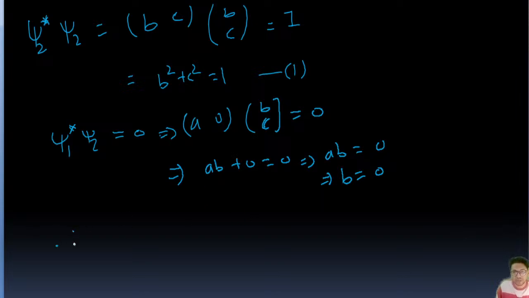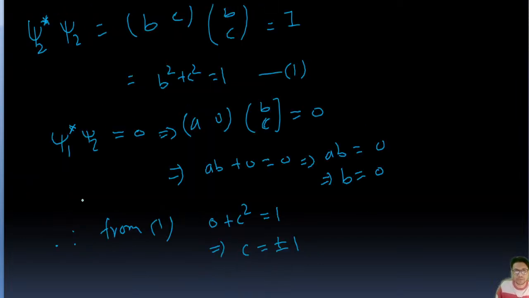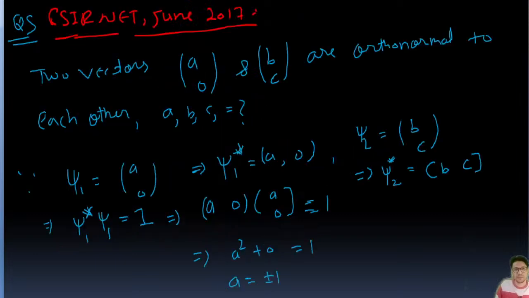From equation 1, putting the value of B in equation 1, this is going to be 0 plus C square equal to 1. So now the value of A equals plus minus 1, the value of B equals 0, and the value of C equals plus minus 1, right? Very good question, based on these two properties, and this was asked in June 2017. Well guys, I hope you understood it. Okay, next.